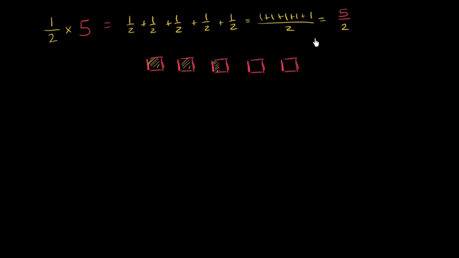Now, is this the same thing as 5 halves? Well, what happens if we divide each of these wholes into halves? So let's do that. If we divide each of these into 2, instead of having 5 wholes, we now have 10 halves. How many of those halves have we filled in? Well, we have filled in 1, 2, 3, 4, 5. So this is also equal to 5 halves.